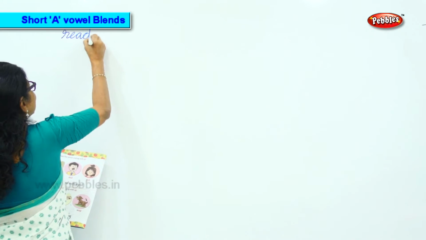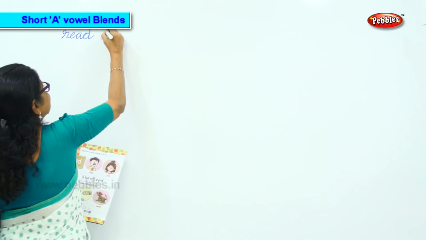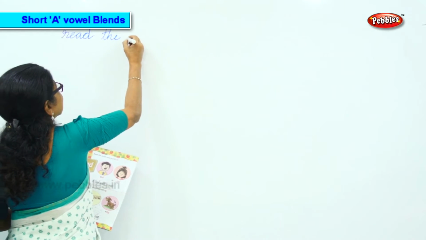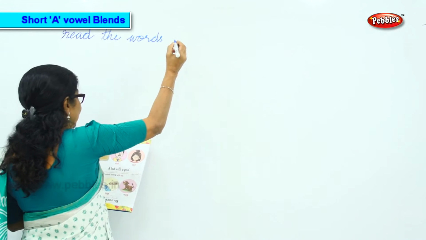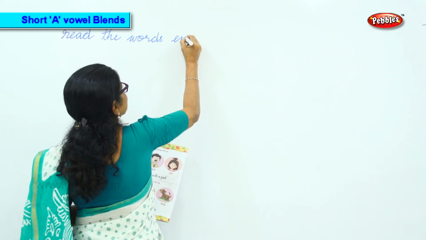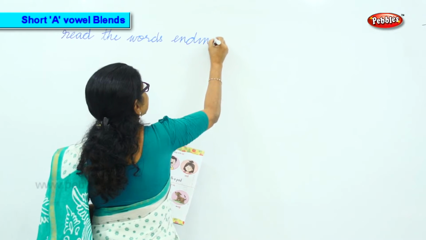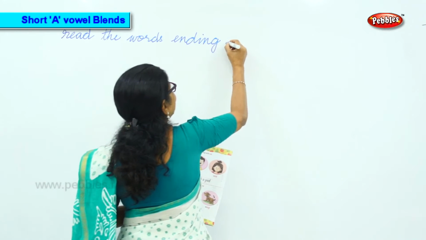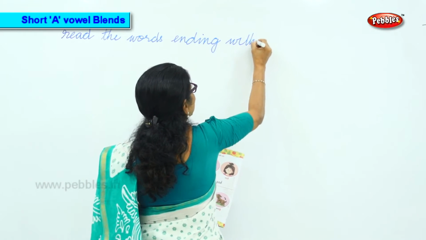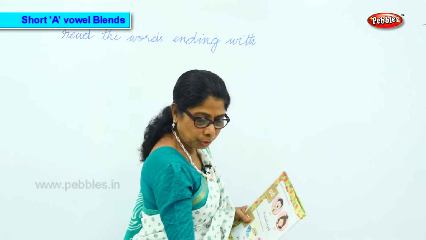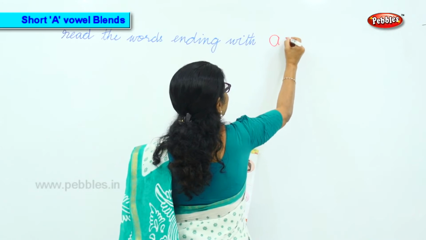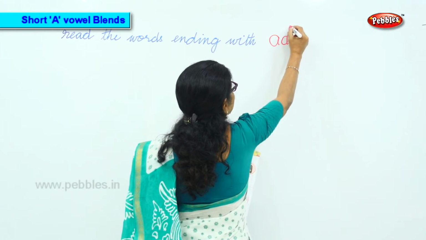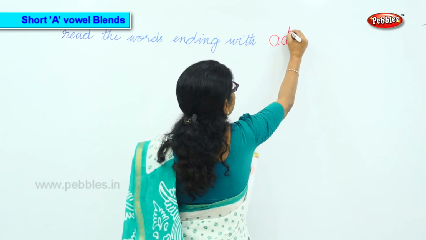Read the words ending with AD. Okay. Now we are going to do A and D together. A and D together. A, D.